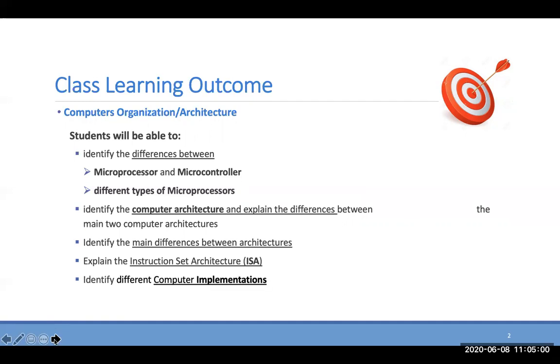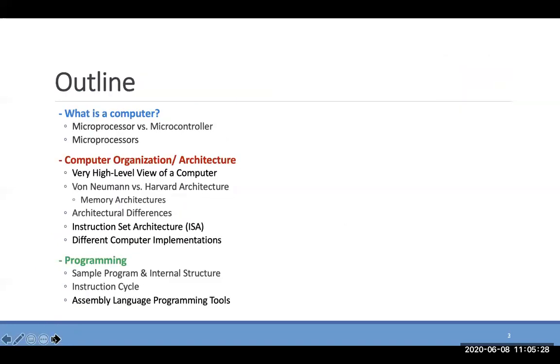Okay, and you're going to see how those main two architectures, the ones that you learn right here, are going to be implemented. We're going to focus on one of them, and then we're going to see how the industry actually implements those architectures. And we're going to look into the hierarchy of a programming paradigm. All right, so let's get started.